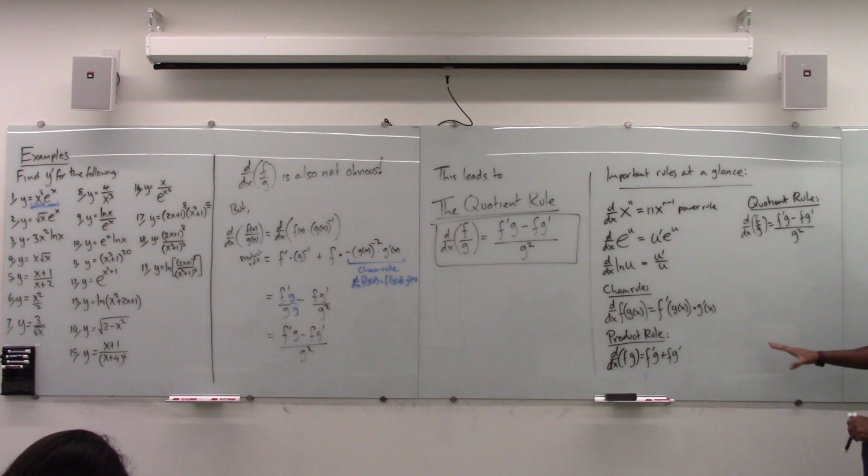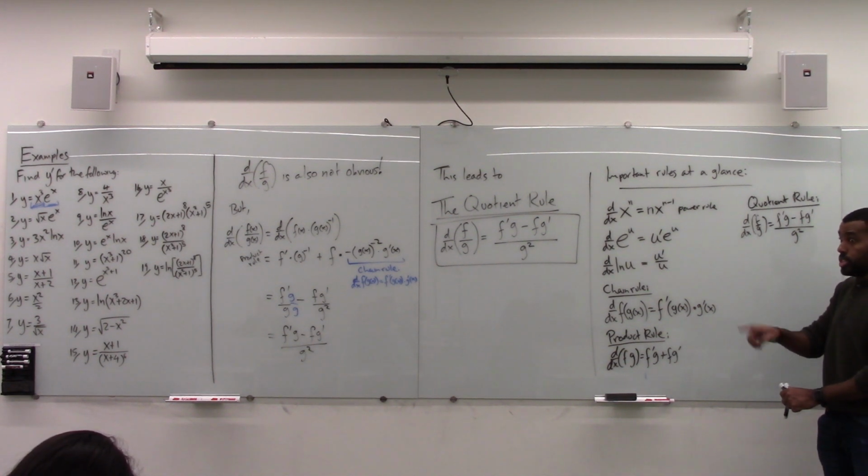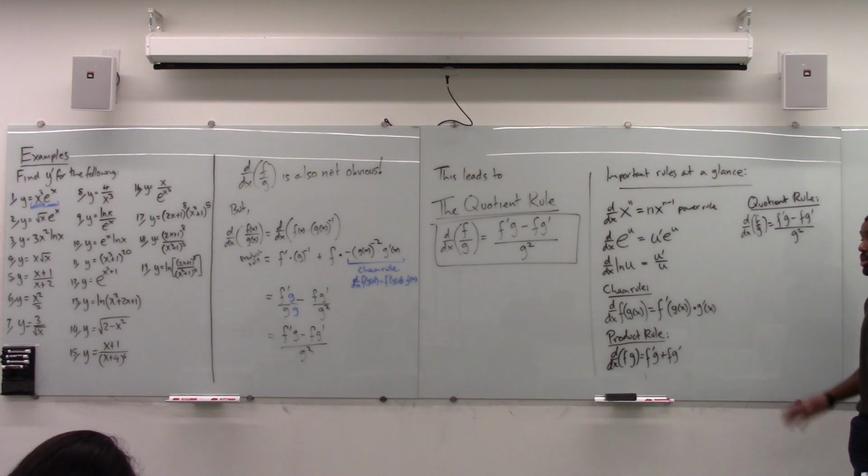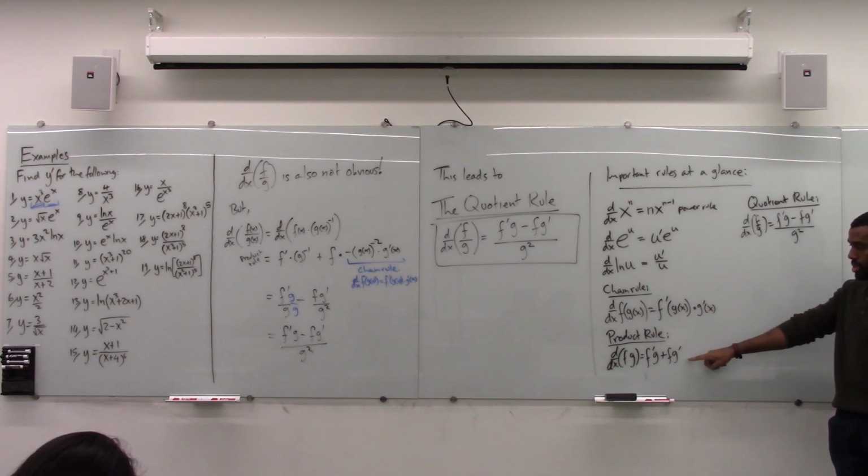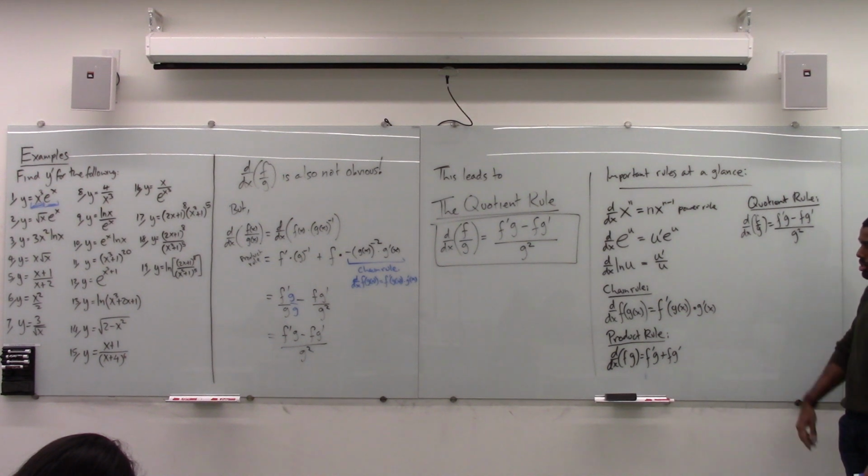Of course, besides these, you need to know about the properties. Derivatives distribute across sums. You can factor constants out, but they do not distribute across products. You have to go through the whole product rule. They don't distribute across divisions either. You have to go through the whole quotient rule.